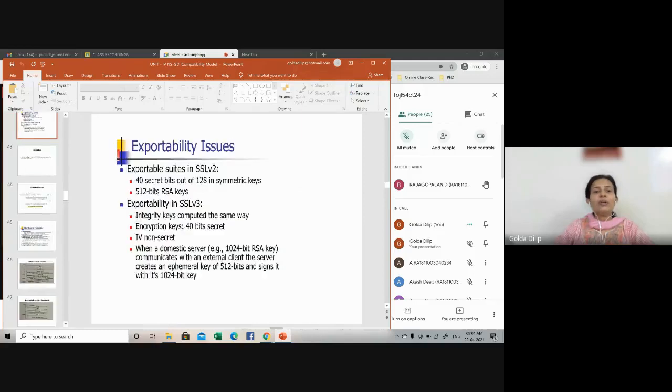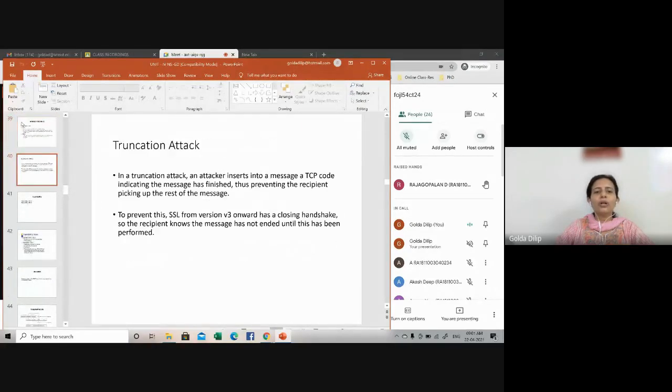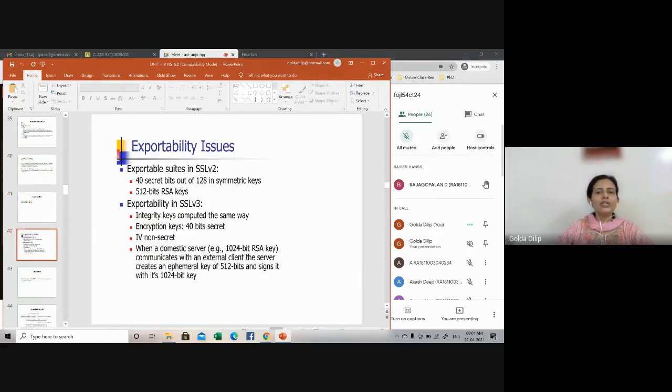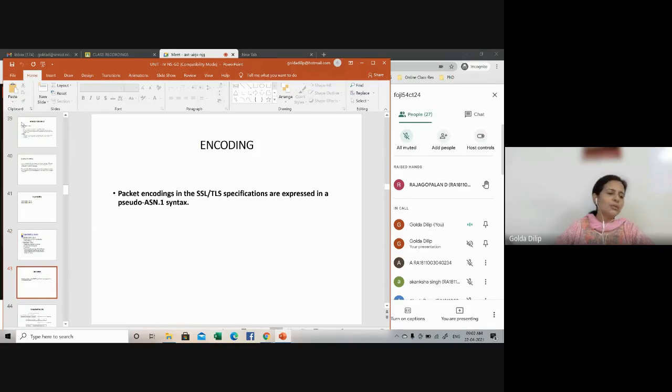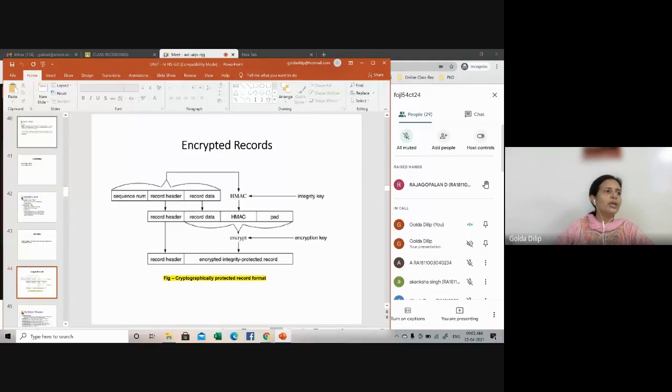Okay, so we were discussing the various aspects of the SSL protocol. We discussed the attacks fixed in version 3. Then we discussed the exportability issues and aspects. Then we discussed the encoding scheme. I told you the difference between encoding, encryption, hashing, and all those things. Now I'll show you how a cryptographically protected record looks, the protected record format.